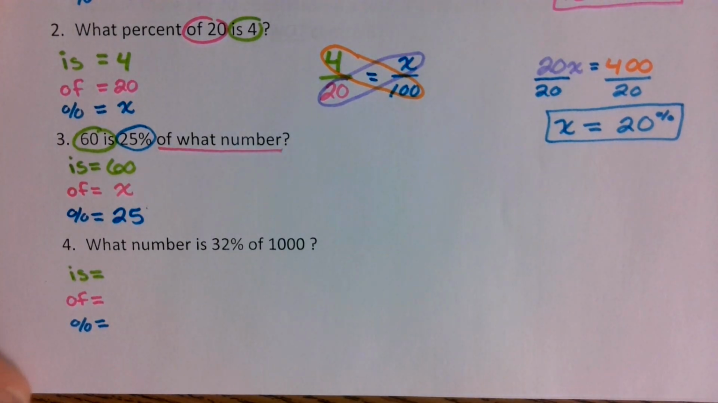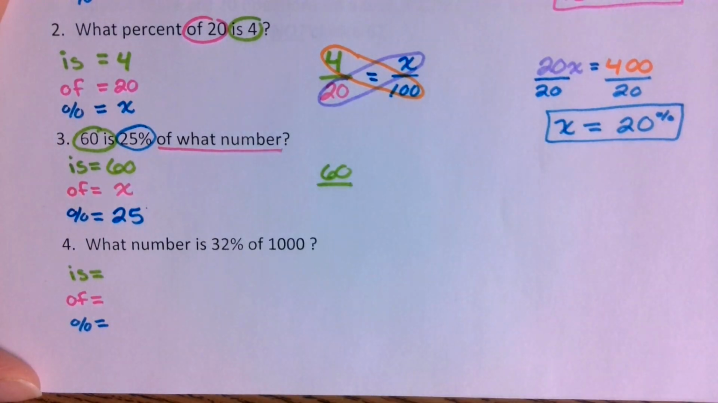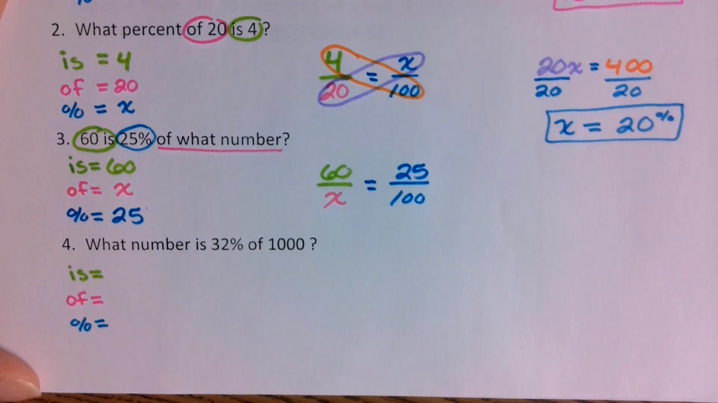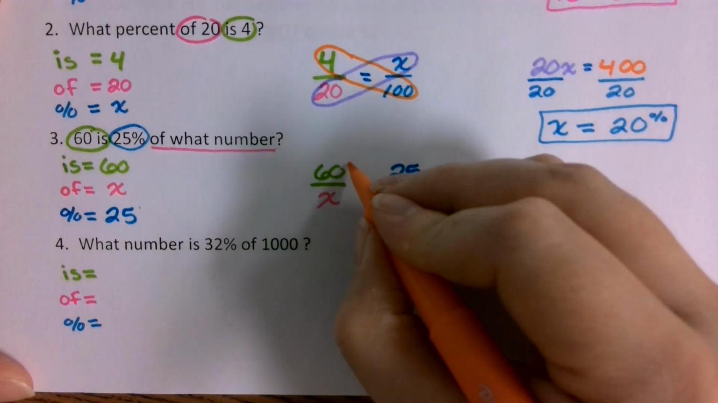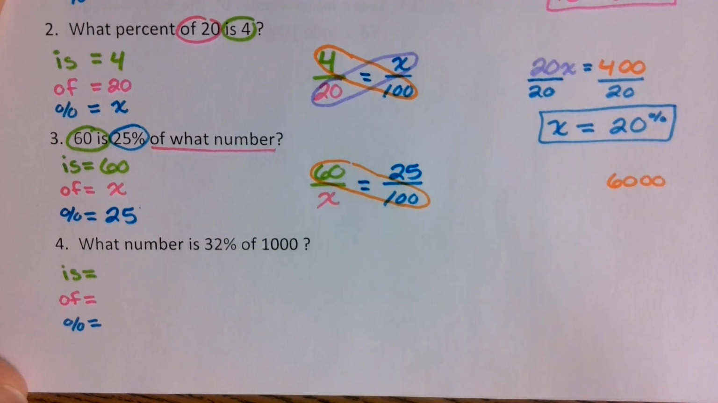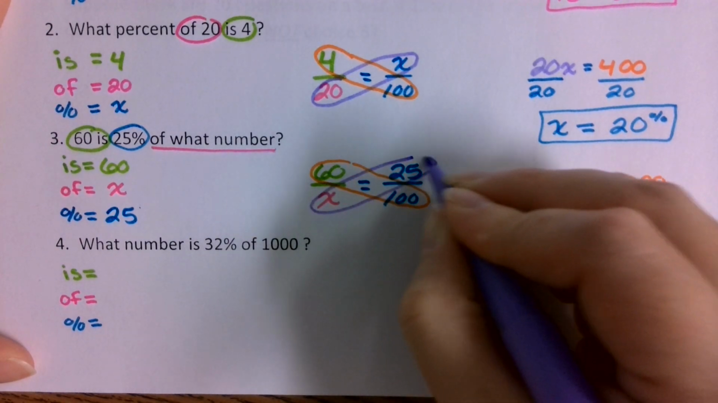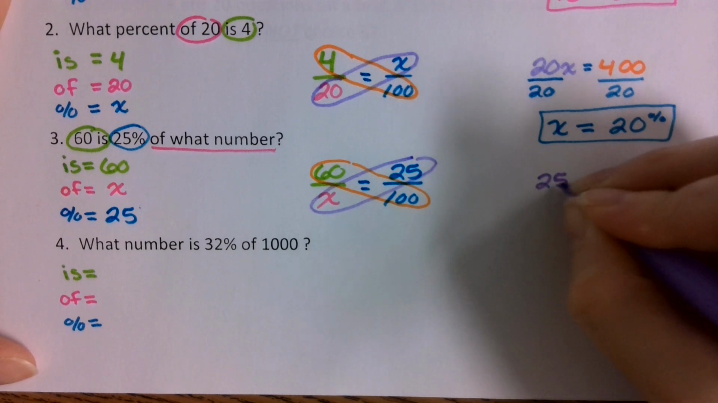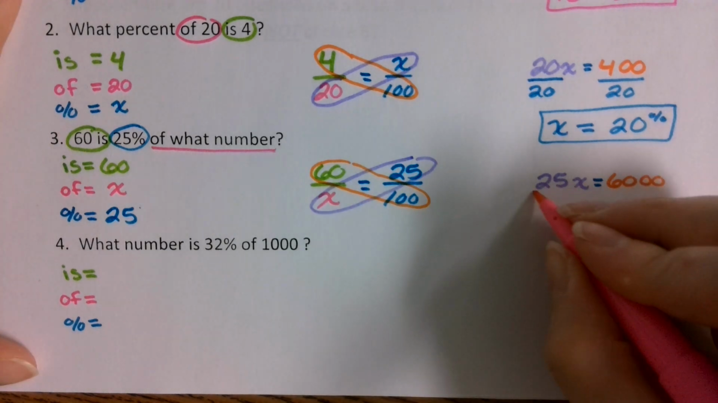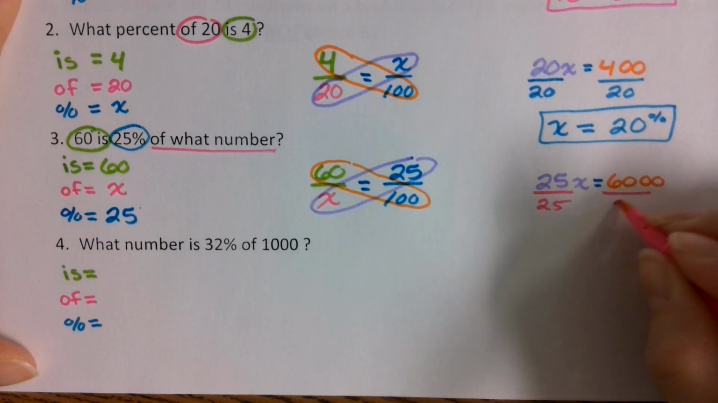So we're going to go ahead and set it up. Is over of, so 60 over x equals percent over 100, 25 over 100. And then we can do our cross product. We can multiply 60 times 100, and that's going to give us 6,000. Then we can multiply 25 times the x, and that's going to give us 25x. And then we're going to go ahead and divide. So we'll divide both sides by 25, and we'll get x is equal to 240.